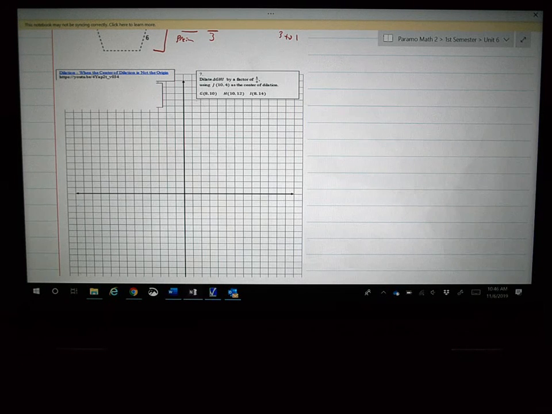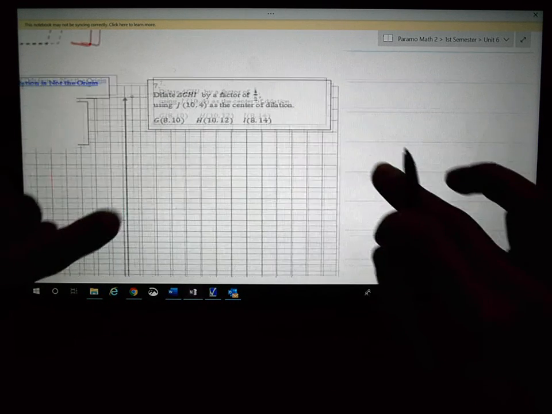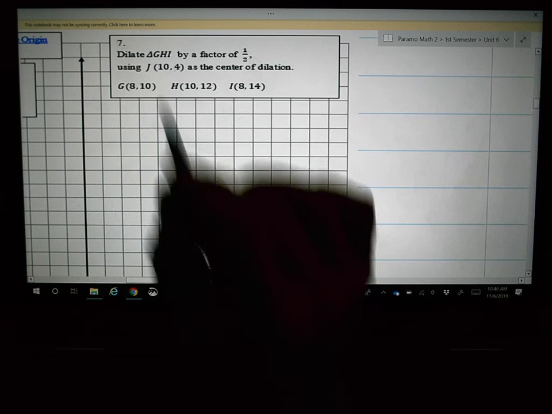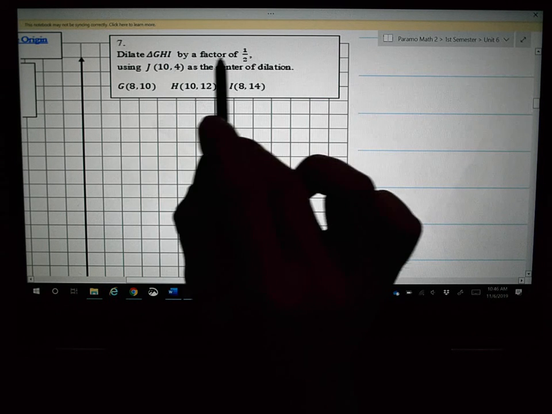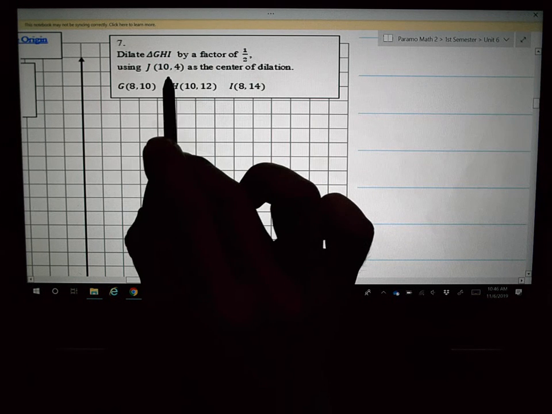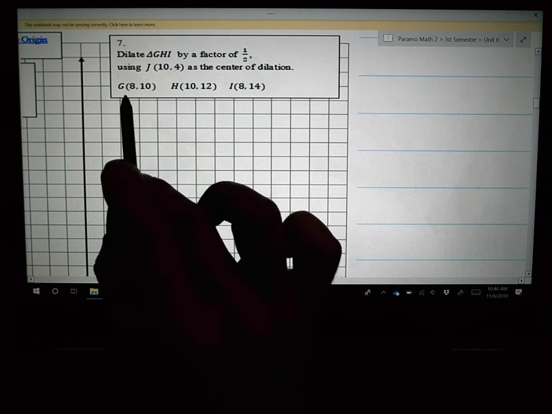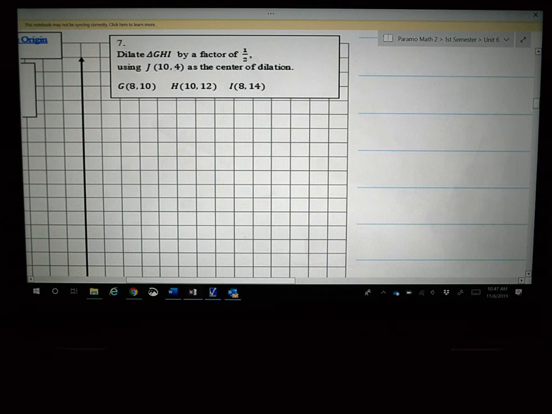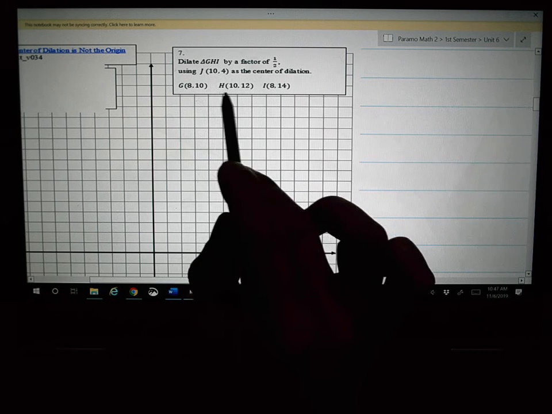Okay, let's say that. So what I want to do with you is I want to do number 7 together. Number 7 says, dilate this triangle by a factor of 1/2 using J as 10, 4 as the center of dilation, and G, H, and I are listed. So what I think you should do, the very first thing you do, is since you see these points are positive, I would recommend that you label your axes with numbers first.